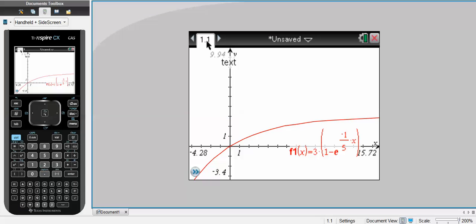Asymptotes are a bit of a weird one because there's no hard and fast rules really. It just depends on the function you're dealing with. So the first thing I do is draw the graph, have a look at what it looks like. So here I've put the graph up on the calculator screen.